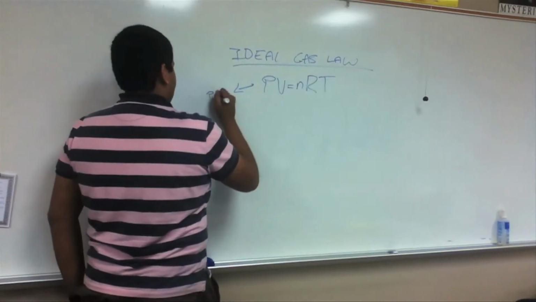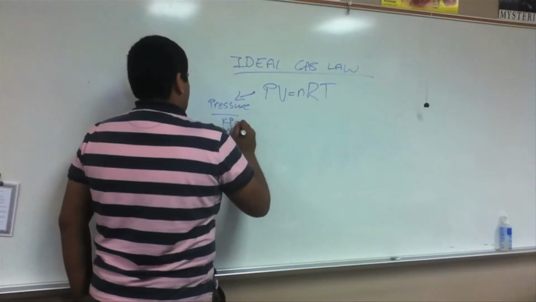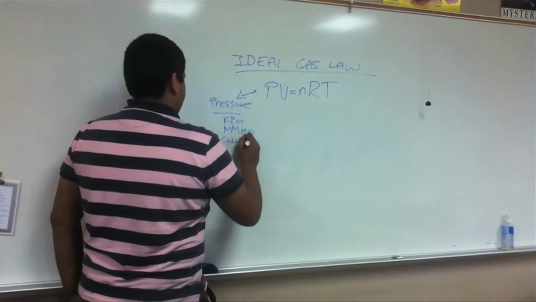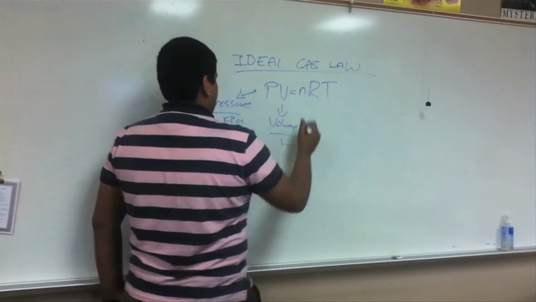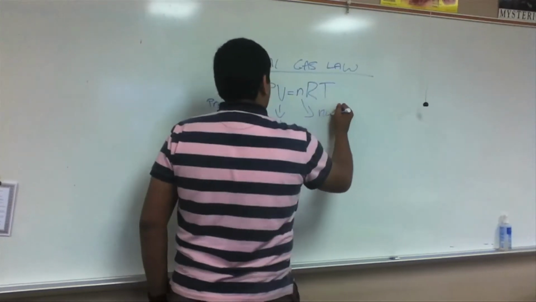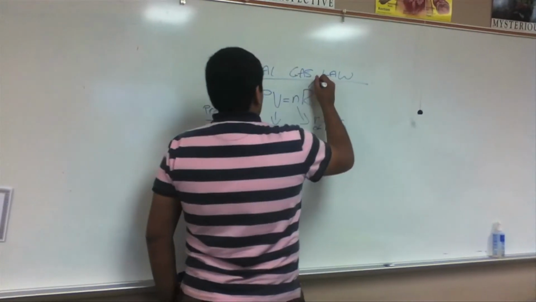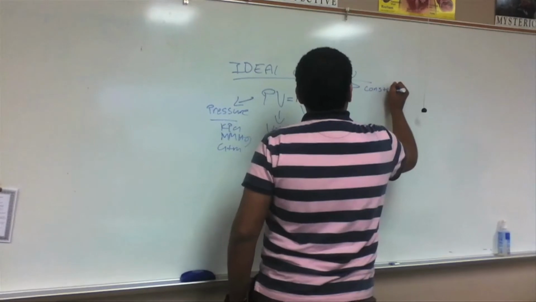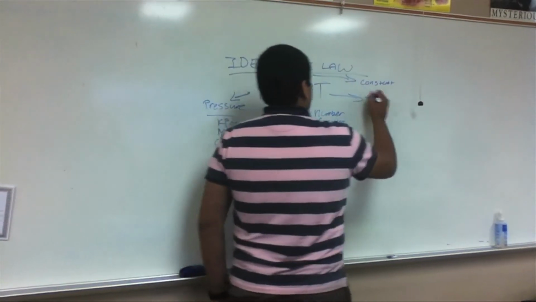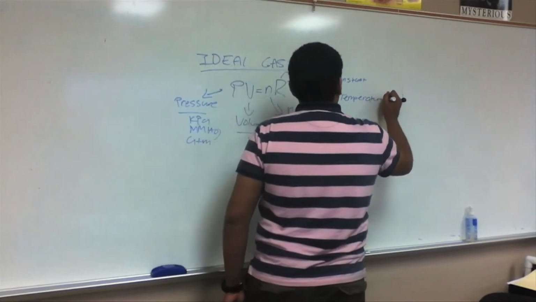P stands for pressure. Pressure is usually measured in kilopascals, millimeters of mercury, or atmospheres. Volume is usually measured in liters. N stands for number of moles. R is the constant in this equation. And T stands for temperature. Now you have to remember that temperature is always measured in Kelvin. Got it?